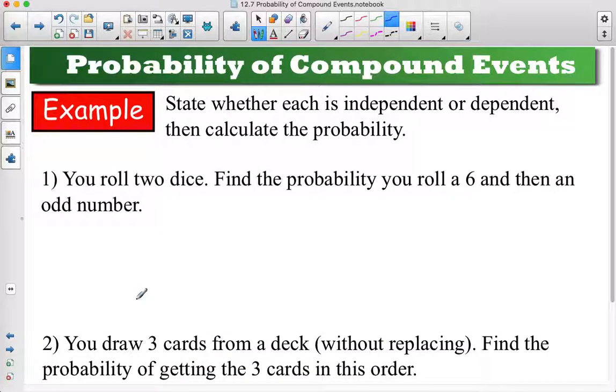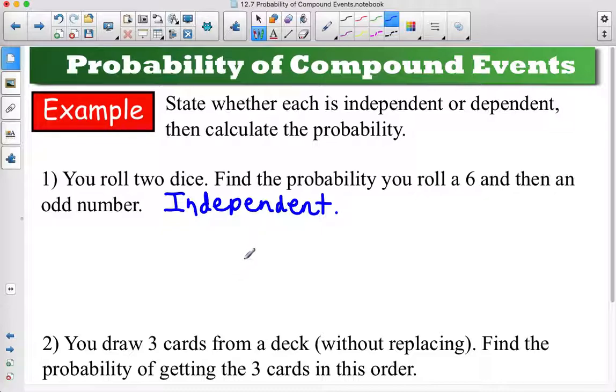So, our goal here is just to state whether each set of compound events is independent or dependent, and then calculate the probability. So, situation: you roll 2 dice, find the probability you roll a 6, and then you roll an odd number. Well, some of this is just life experience. Hopefully you know that the fact that you roll 1 die should have no effect on the second one. So we just know from real life and contextual clues that these 2 events are independent. What 1 die does will not change what numbers might occur on the second one.